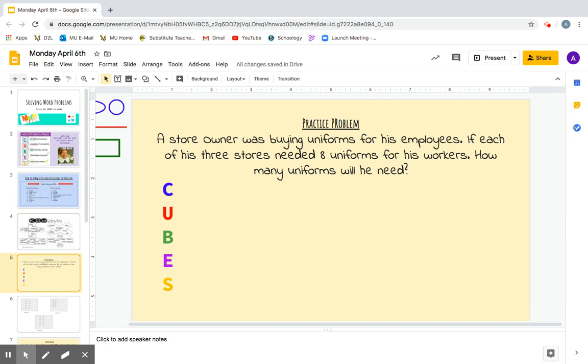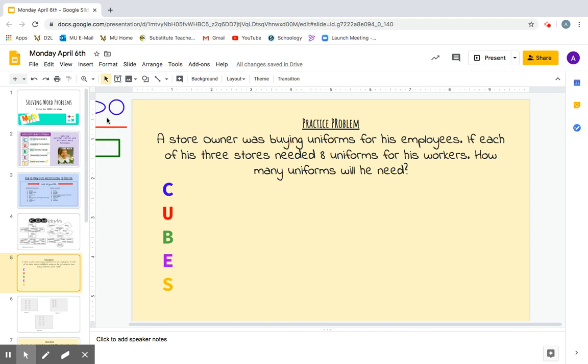It says a store owner was buying uniforms for his employees. If each of his 3 stores needed 8 uniforms for his workers, how many uniforms will he need? Well, if we're using the cube strategy, we're going to start with C, which is circling the numbers.